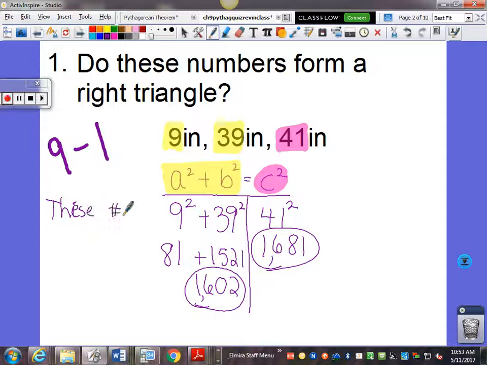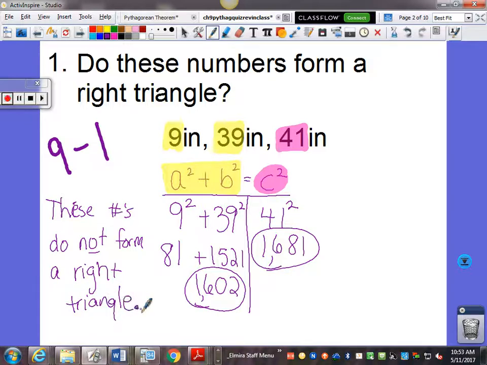These numbers do not form a right triangle. Okay, so make sure you're writing some sort of short little sentence to say that they do or they do not form the right triangle.